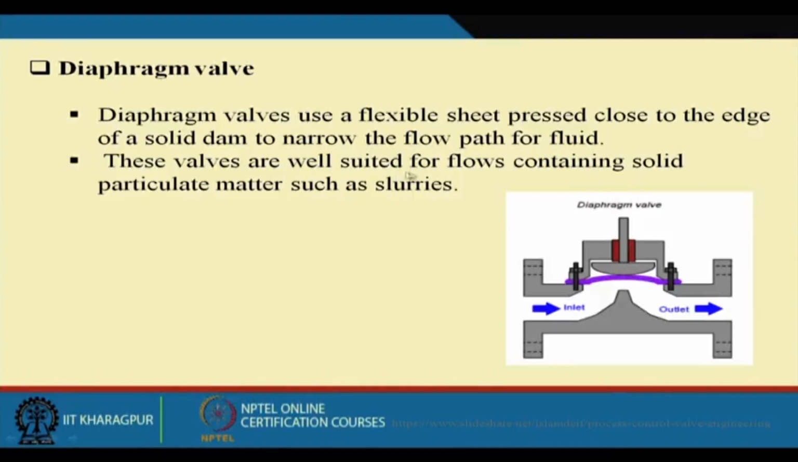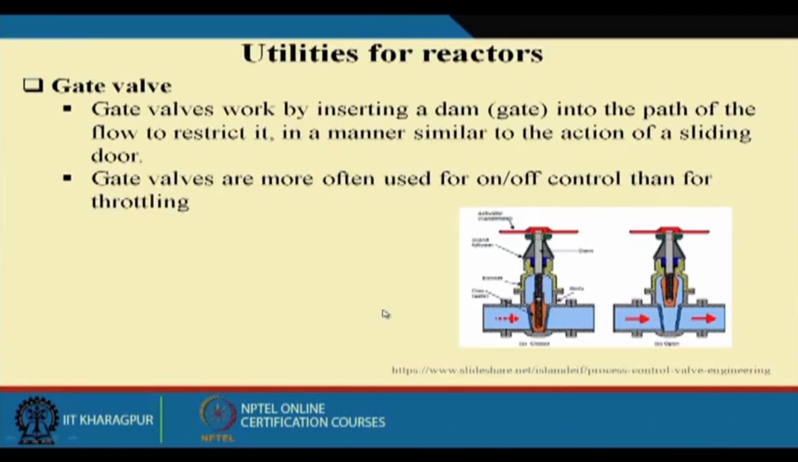This valve is well suited for flow containing solid particulate matter such as slurry. It is largely used for that. The gate valve is one of the utilities of the reactor, used in the harvesting line. The gate valve works by inserting a dam gate into the path of the flow to restrict it, in a manner similar to the action of a sliding door.